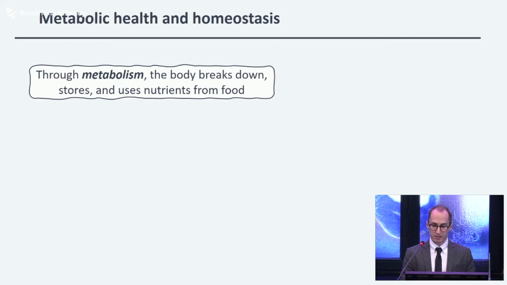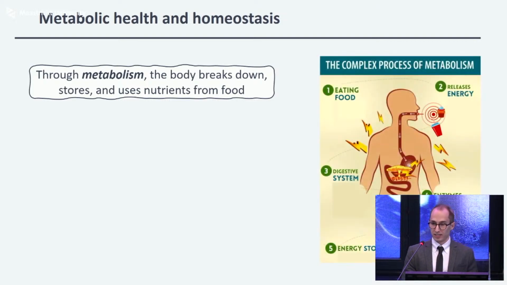Metabolism is how our body breaks down, stores, and uses the nutrients from the food that we eat. It is regulated by complex hormonal signals and substrate interactions. The ability to process food depends on many factors, such as age, sex, diet, weight, or even sleep.